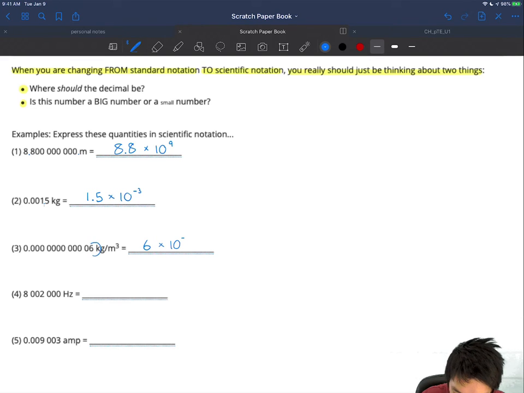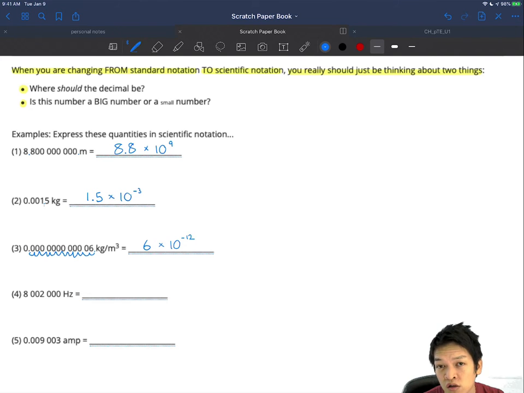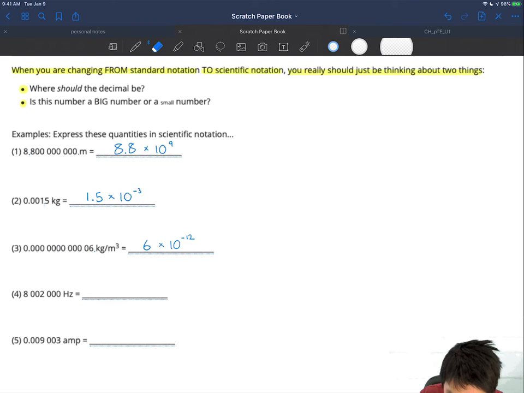Negative what? I'm going to put my reference decimal right there and count how many spaces it is away from its original location. 1, 2, 3, 4, 5, 6, 7, 8, 9, 10, 11, 12. So it's going to be times 10 to the negative 12. Again, times 10 to the negative 12 because this is a really small number. So it's 6 times 10 to the negative 12. Excellent. Okay, we're going to look at now number 4.